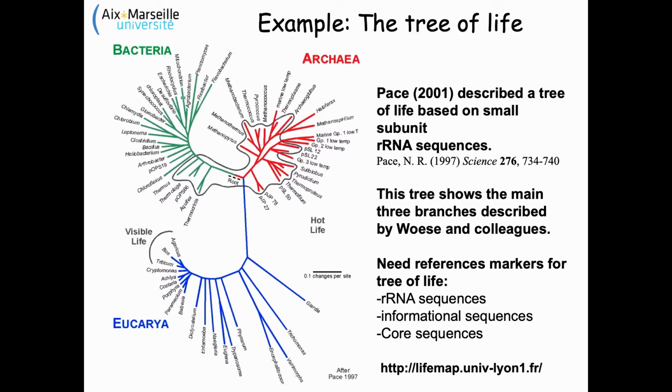You can also use the core sequence. The core sequences are the sequences that are present in all of the species you are working on, to make it simple. So if you want to explore the tree of life, you can go to this website, and then you will explore in detail what you get in bacteria, in archaea, and in eukaryotes, and what the relationships are between all of the species.